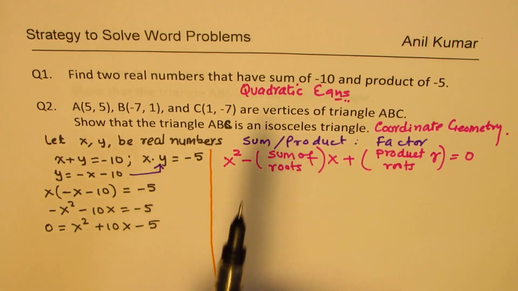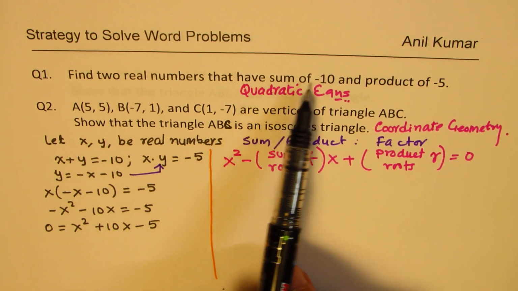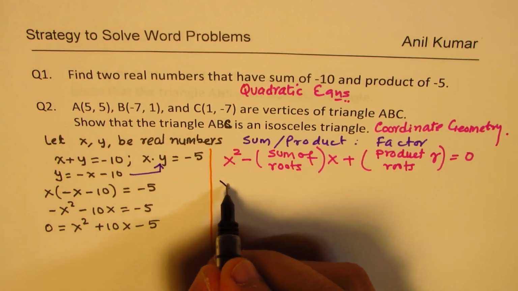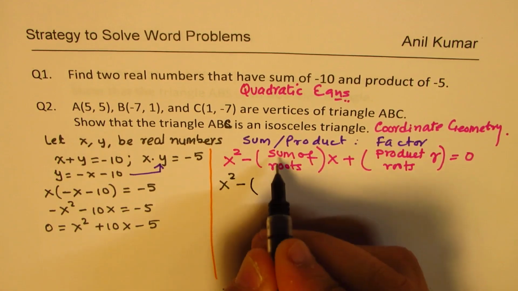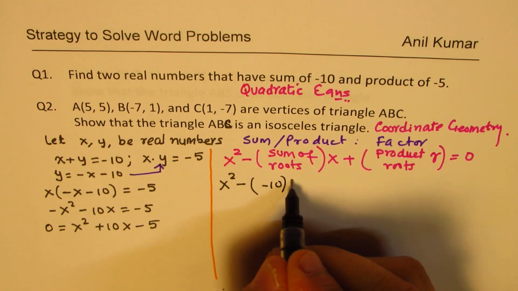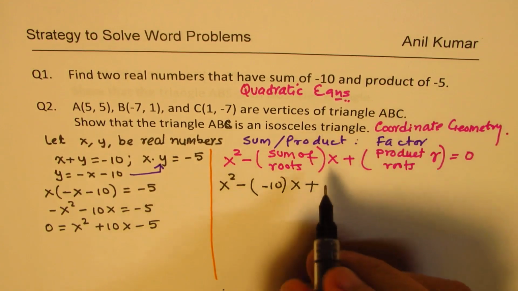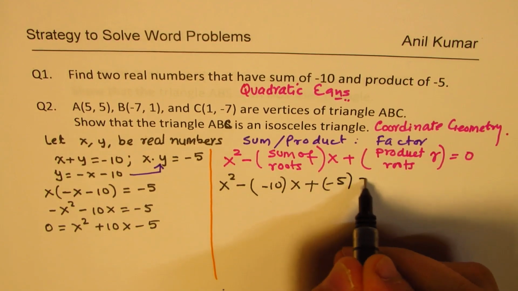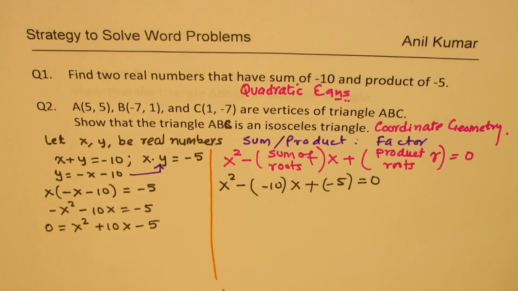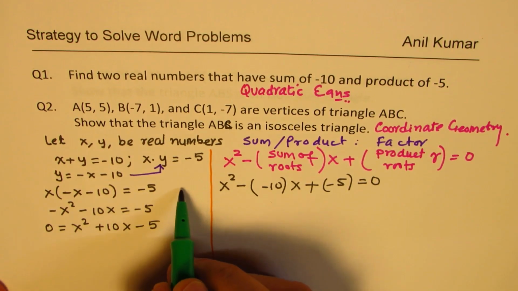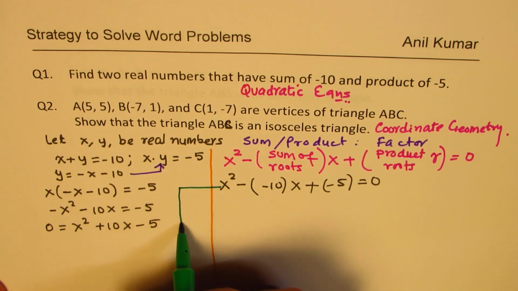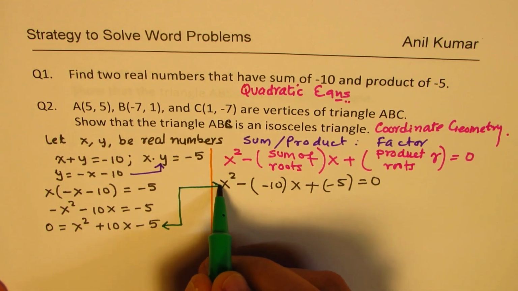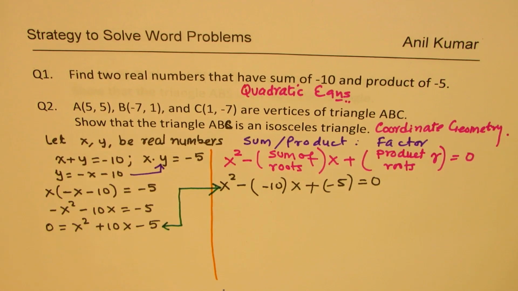See how? What are we given? We are given sum as minus 10. So I could write my equation as x squared minus (minus 10) x plus (minus 5) equals 0. What do you notice? Just in one step, we actually got our equation. Perfect. So that is what I say, alternate methods.